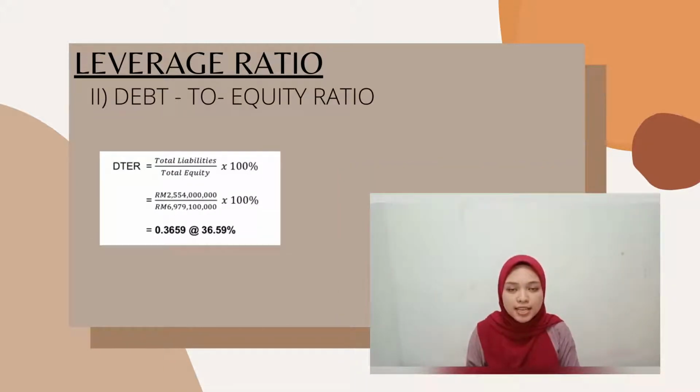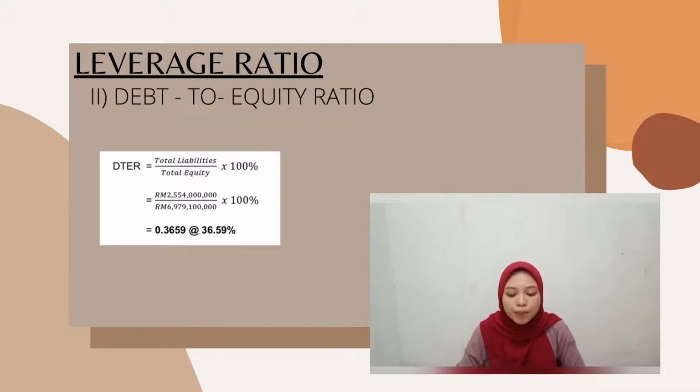The next one is the debt to equity ratio. The formula is total liabilities divided by total equity. The debt to equity ratio of IOI Corporation Berhad is 36.59%. So it is lower than the industry average. This indicates that IOI Corporation Berhad uses more equity as the source of financing.